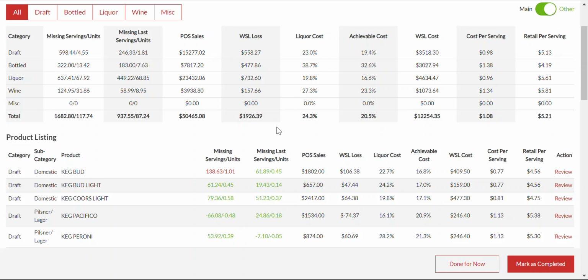$1,926 at cost. One way you could interpret that is to say that their achievable cost is 20%, meaning on average, they should be marking everything up by 5 times. So this missing amount here would be over $9,000 in missing revenue. Knowing what you're missing is a great start to fixing the problem.